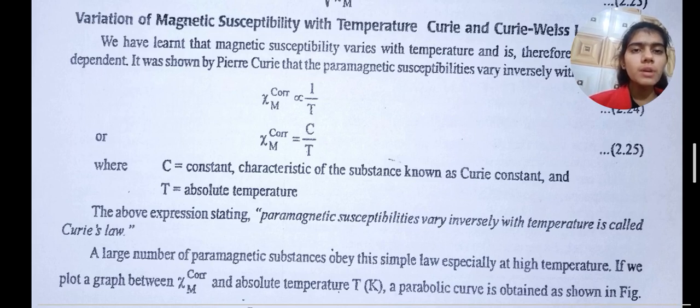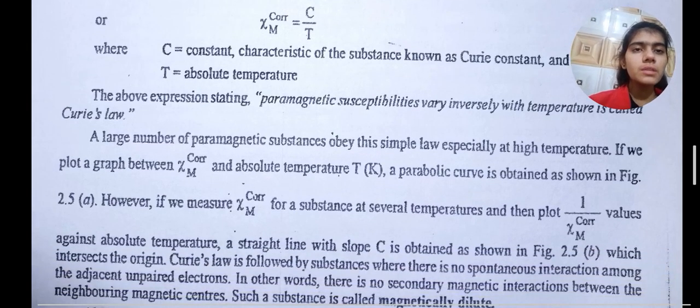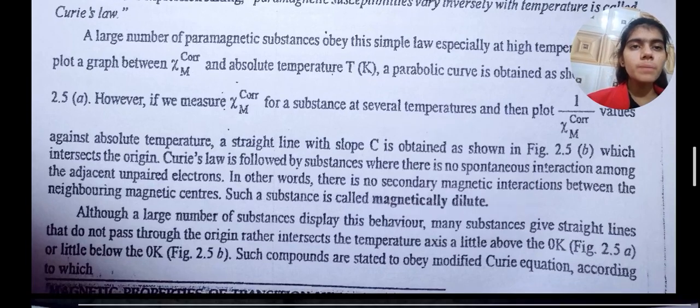A large number of paramagnetic substances obey this simple law, especially at high temperature. If we plot a graph between xi and absolute temperature T, a parabolic curve is obtained, as shown in figure 2.5. However, if we measure xi for a substance at several temperatures and then plot the values against absolute temperature, a straight line with slope C is obtained, which intersects the origin.